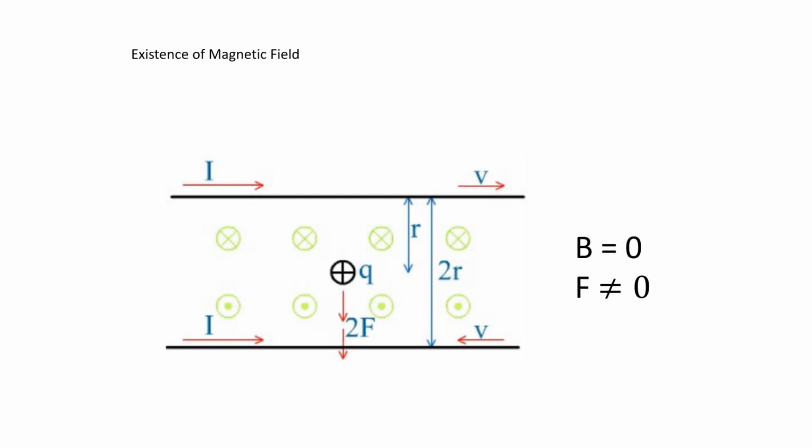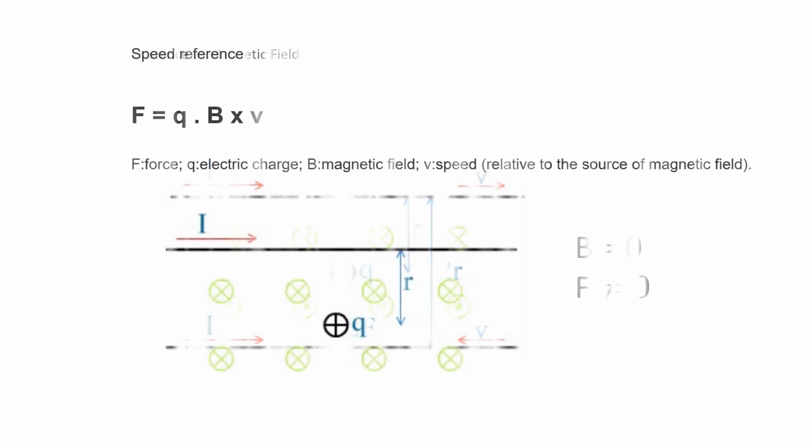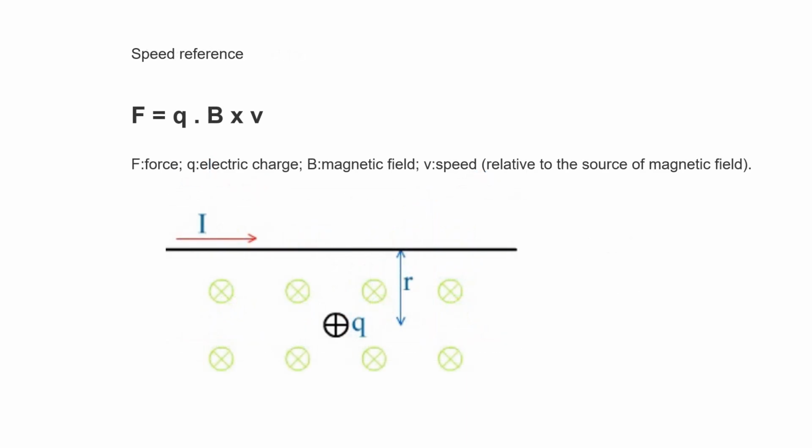From here it can be concluded that the idea about magnetic fields that fill the space is not adequate to explain electromagnetic phenomena. Now we will try to determine the speed reference. The Lorentz force states that an electrically charged particle moving in a magnetic field will get a magnetic force F equals Q times B cross V. If the charged particle is stationary to the wire, no magnetic force is received.